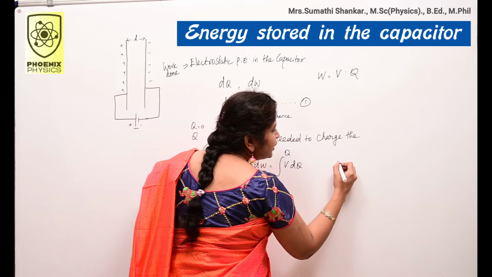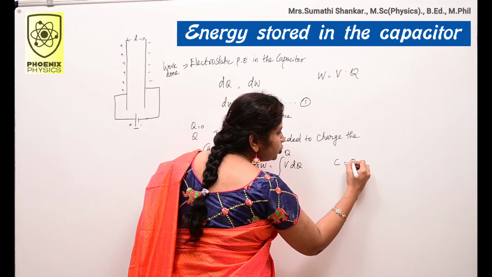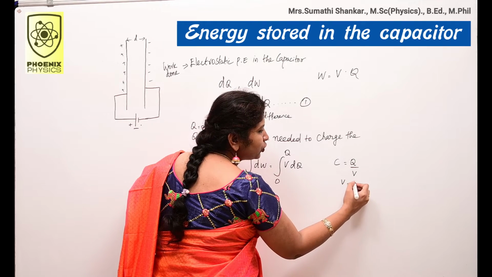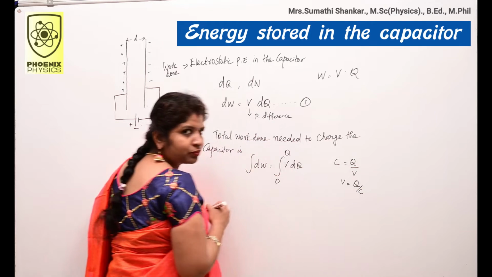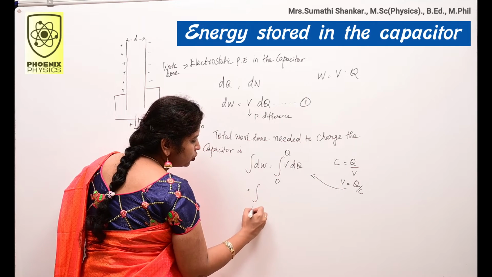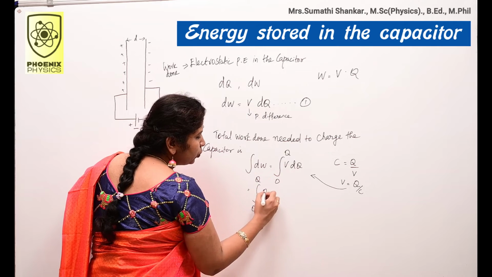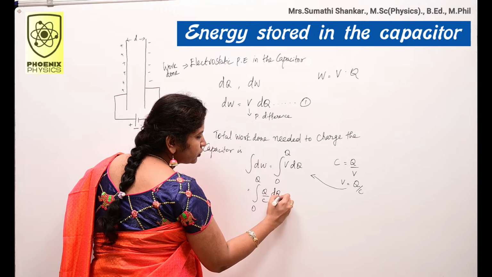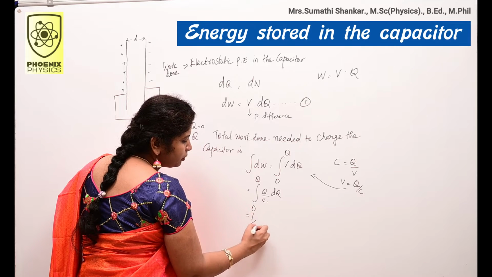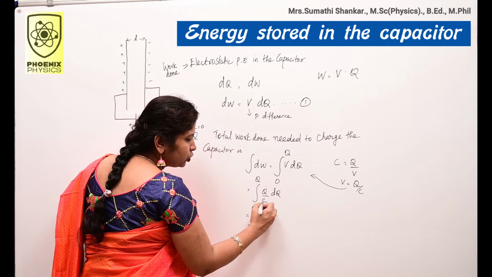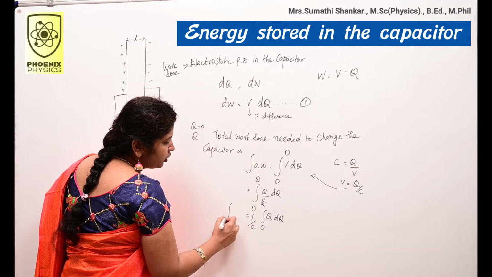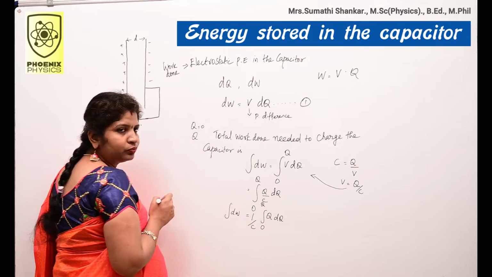We know the formula, that is capacitance C is equal to Q by V. Suppose I want to find out V, you can write it as Q by C. Substitute this in this equation. So 0 to Q, Q by C dq. Here C is constant, take it outside: 1 by C integral 0 to Q, Q dq. On the left hand side you have integral dw.